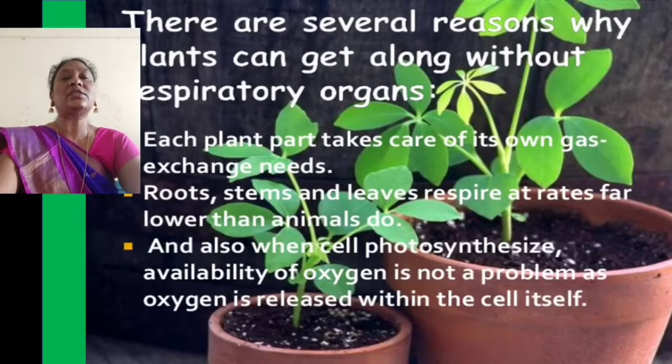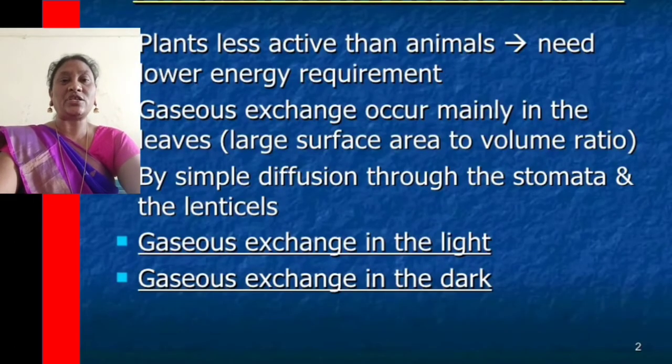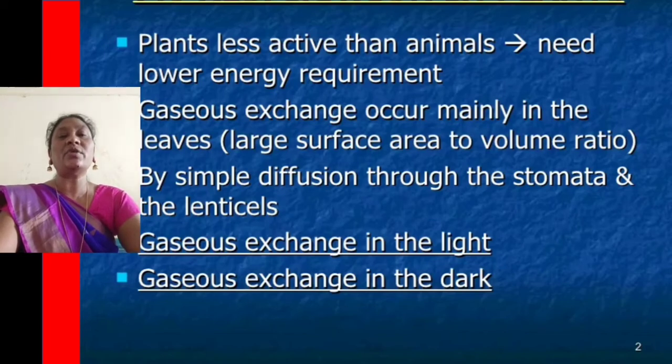There are several reasons why plants can get along without respiratory organs. Each plant part takes care of its own gaseous exchange. Roots, stems and leaves respire at a lower rate than animals do. Also, when cells photosynthesize, availability of oxygen is not a problem as oxygen is released within the cell. The oxygen liberated during photosynthesis may be used by the plants for photorespiration, so these gases can be exchanged.